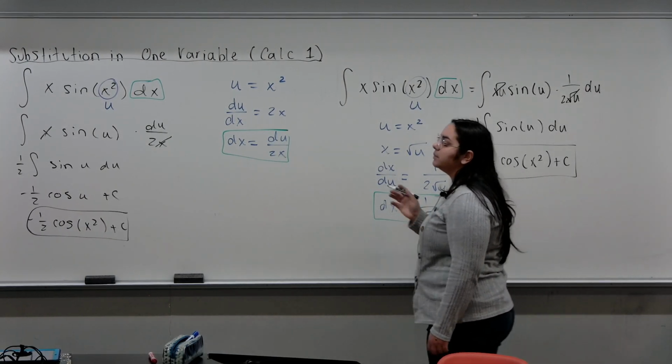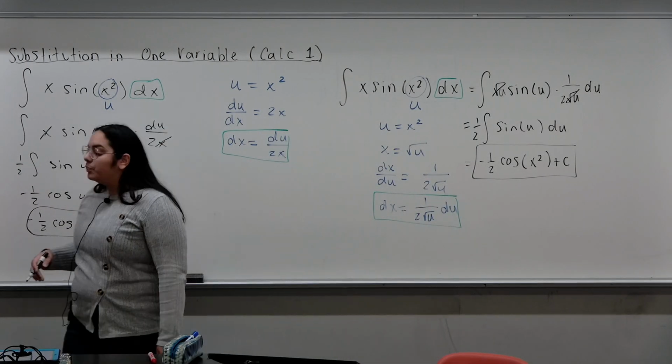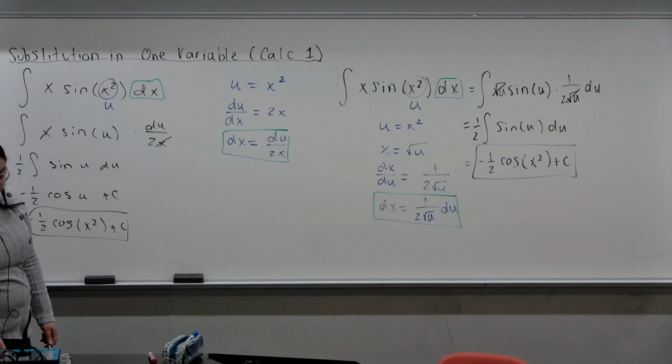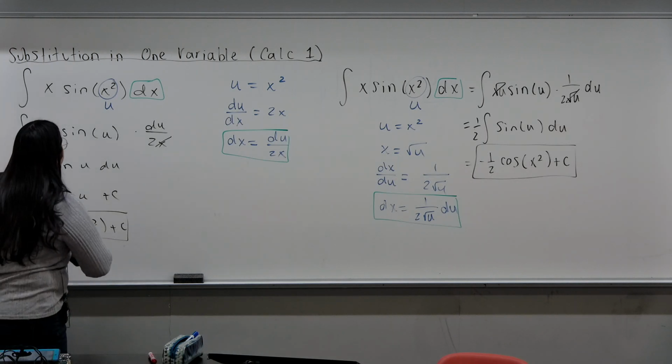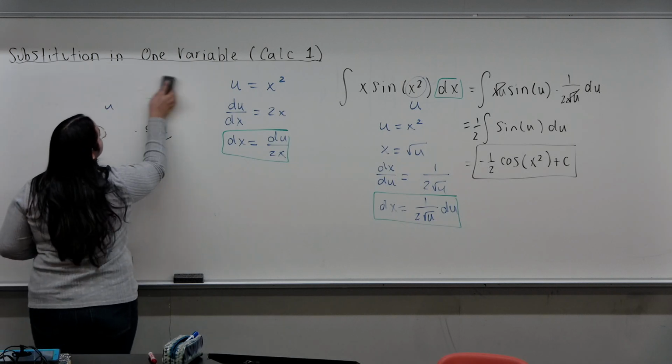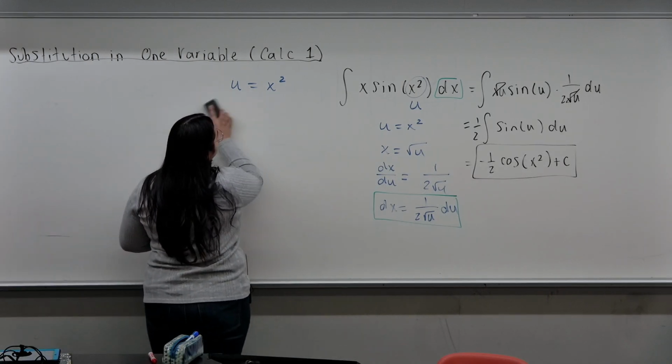So you're still doing the substitution rule, but we've written x in terms of u and taken a derivative of x in terms of u, instead of how we normally do the substitution. Hopefully this provides a little bit of motivation as to what the substitution would look like in higher dimensions, in two variables. So let's move on to that part. How would we do the substitution in two variables?